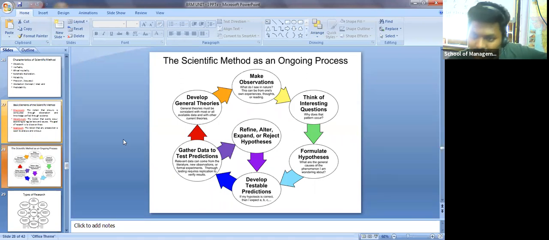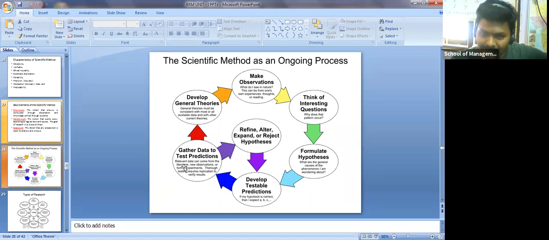Suppose you are not happy with the data, then again you are going to refine. If you are not happy with that collected data, then you are going to alter that. If you want more data, then you will collect more data from different literature reviews. And if the data is not sufficient to match or prove your problem, then you will reject. Again you are going to collect the data, and it is going to repeat. Once you are satisfied here, then only you go ahead to develop general theories.